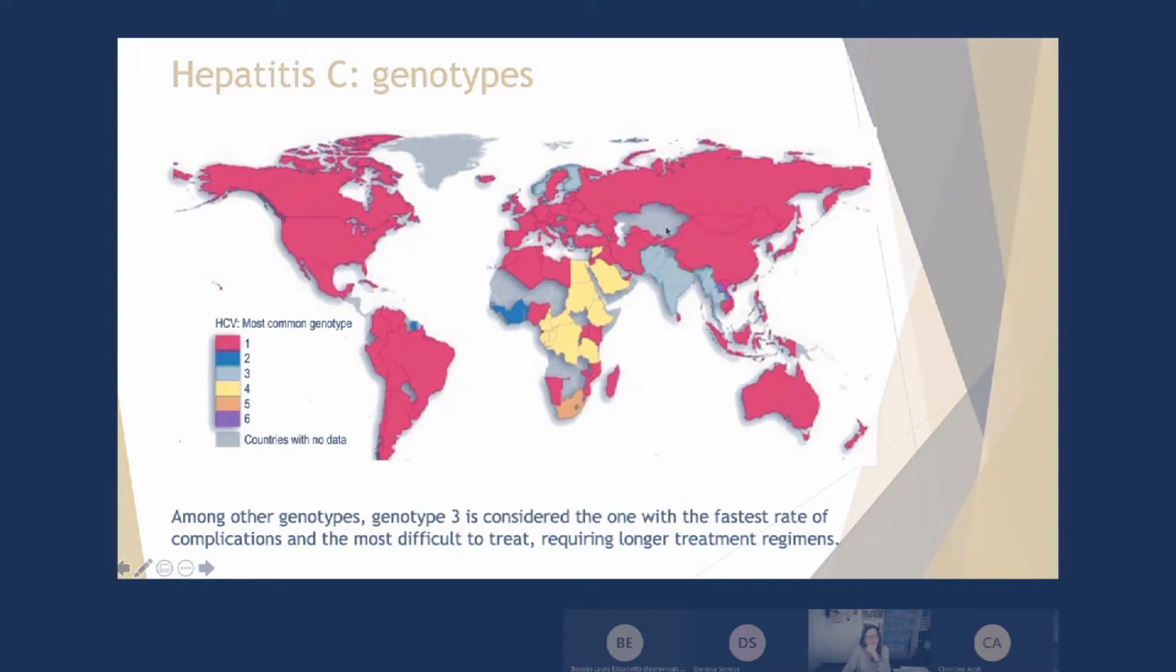This genotype, which is spread mostly in India and in other Asian countries, has a particularly bad prognosis. In fact, it is considered the most difficult to treat, it requires longer treatment regimens, and it is the one with the fastest rate of complications. So an infection with hepatitis C genotype 3 causes a rapid appearance of liver complications.